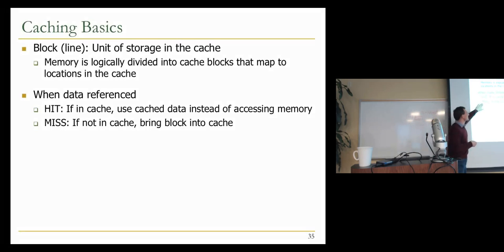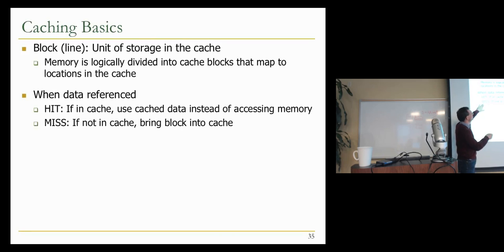A hit or miss, I've assumed that you know this, but let's define it. When a data element is referenced, if it's in the cache, this means it's a hit, and then you can use the cache data instead of accessing memory. If it's not in the cache, then this means it's a miss. To check if it's in the cache or not, you need to look up some metadata, which is also called a tag store. That basically determines if the referenced data is a hit or miss.